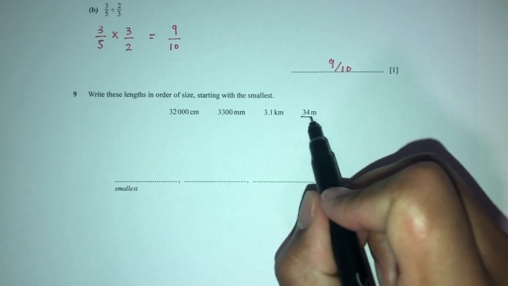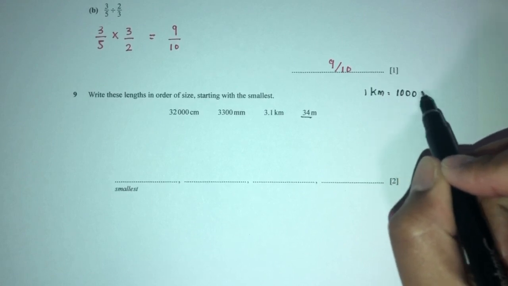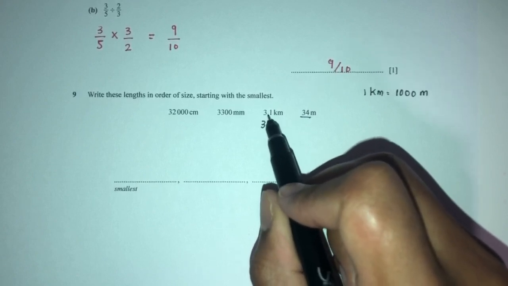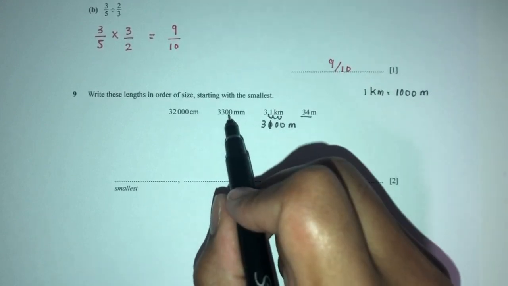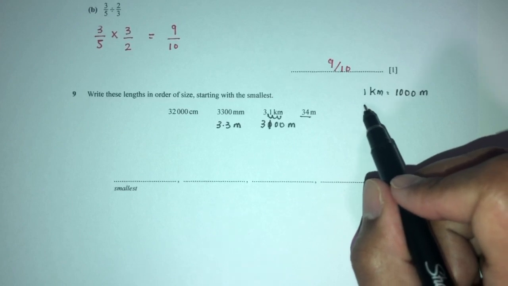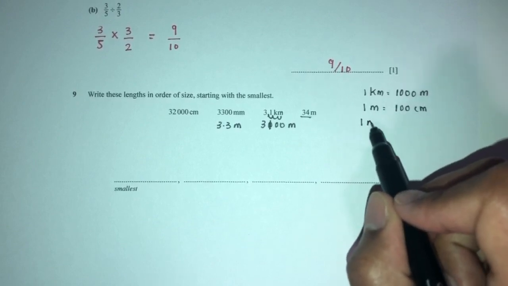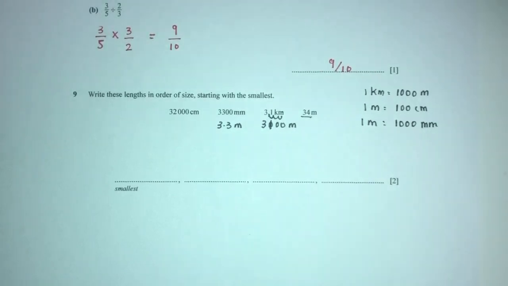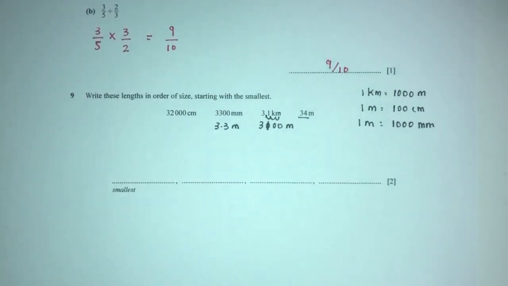Why not? Here we have 34. And here we have what? So we have to know that 1 km is actually 1,000 meters. So let's change that. So 3.1 km is 3,100 meters. This will be what? That will be 3.3 meters, because we have to know that 1 meter is actually 100 centimeters, and then 1 meter is actually 1,000 millimeters. So we have to know these conversions for these kinds of questions. That's why it gets tricky. If you don't know this, you probably will not find these answers easy. It will be kind of tough.